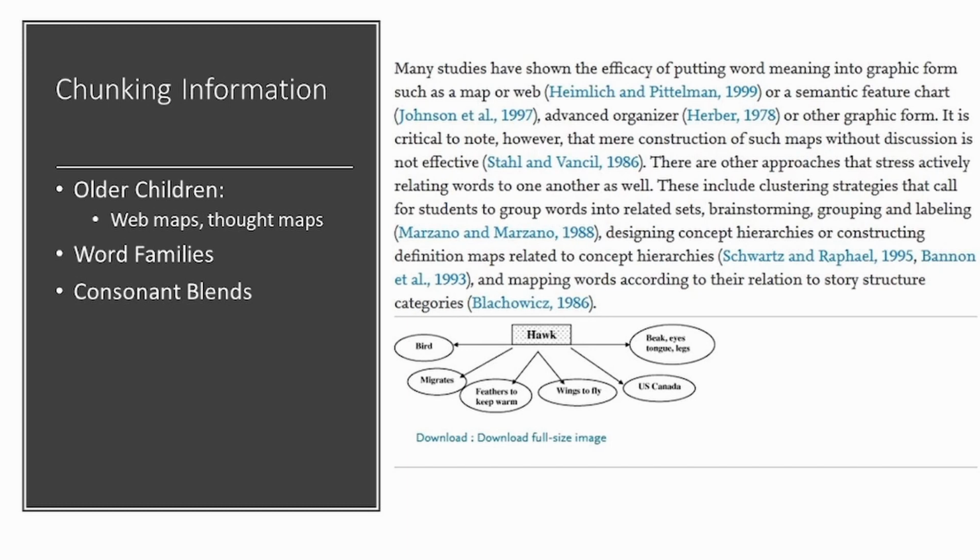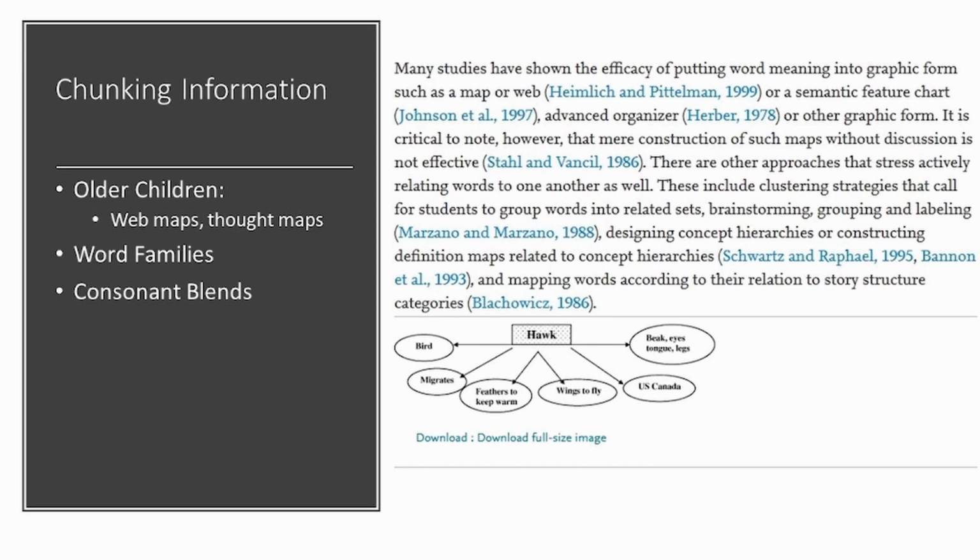Now, with older children, we can use techniques called web maps or thought maps. And I just want to go over this article, and I'll drop a link to it down below as well. And it says, many studies have shown the efficacy of putting word meaning into graphic form, such as a map or a web, or a semantic feature chart, advanced organizer, or other graphic form. It is critical to note, however, the mere construction of such maps without discussion is not effective. So we need to not only offer this visual aid, but we have to have a discussion about it as well. We have to have multisensory input for the child.